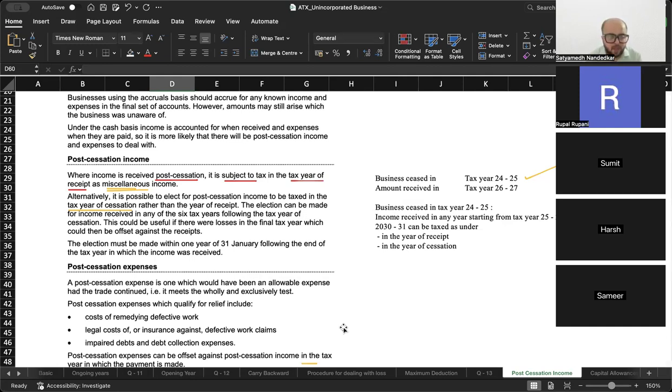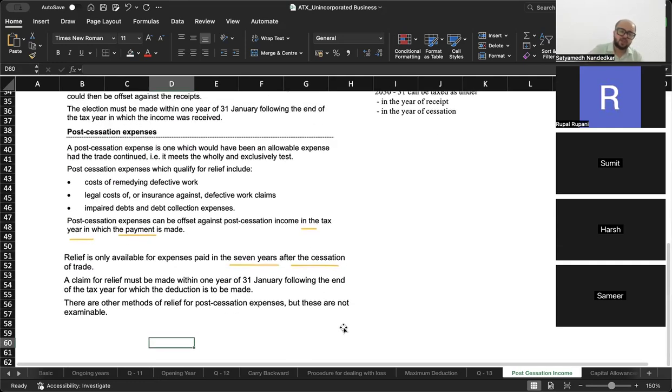Okay. Then, alternatively, it is possible to elect for post-cessation income to be taxed in the tax year of cessation rather than the year of receipt. The election can be made for income received in any of the 6 tax years following the tax year of cessation. And again, you have a choice. When do you want to adjust? When do you want to consider that particular income?